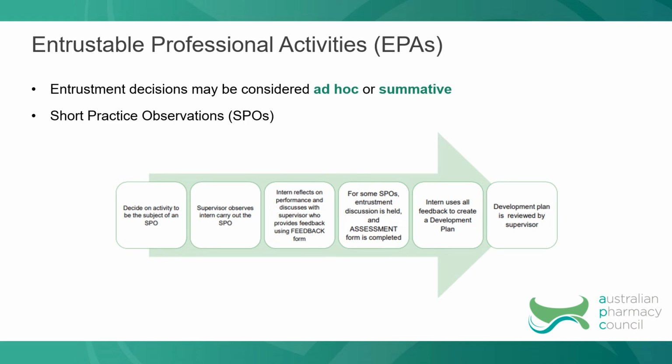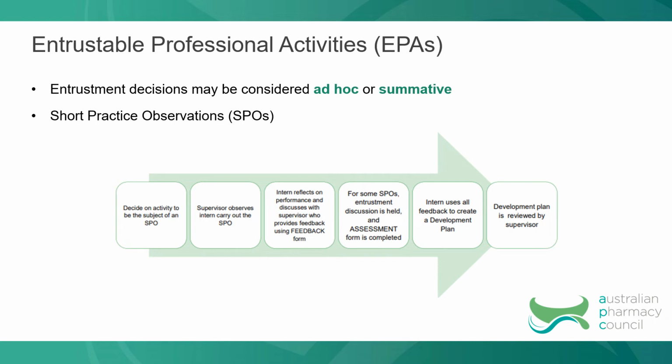This diagram outlines the key steps involved in undertaking an EPA assessment. So first, deciding on the activity to be undertaken, whether that be medicine dispensing or patient counselling, for example. And then the supervisor observes the intern carrying out this activity from beginning to end, and noting that this could be observation by different people or different supervisors at different time points. The intern then reflects on their performance and receives some feedback from their supervisor.